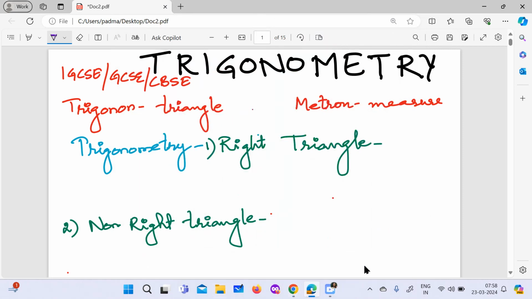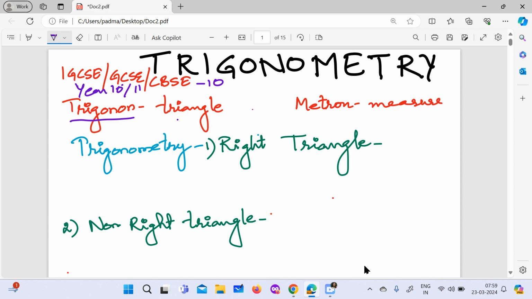Today we are going to discuss trigonometry, which is intended for CBSE grade 10, IGCSE, GCSE year 10 and 11. So let's see what trigonometry is. Trigonometry is nothing but the measurement of triangles, and the word trigonometry originated from the Greek words trigonon, which means triangle, and metron, which means measure.